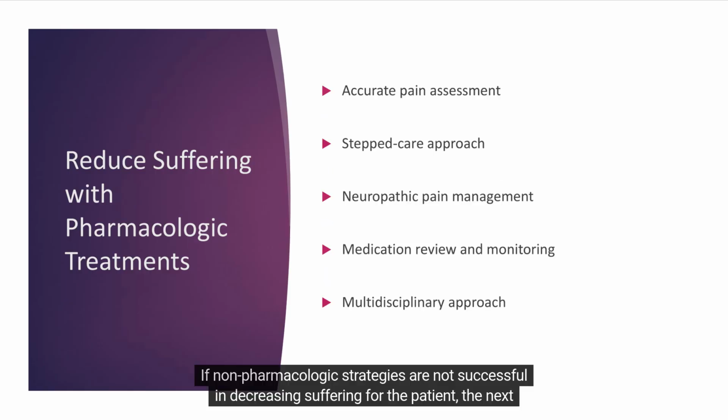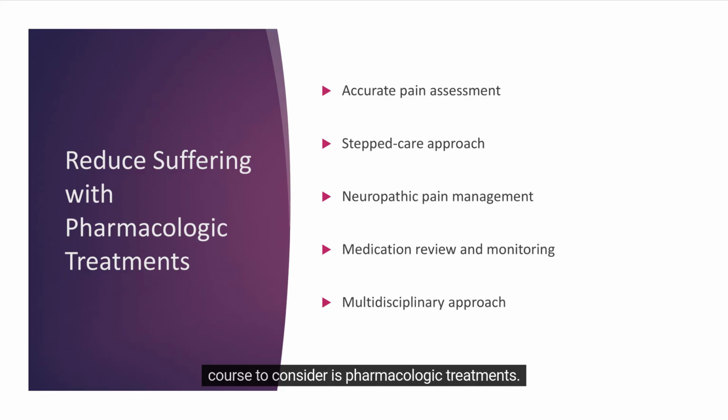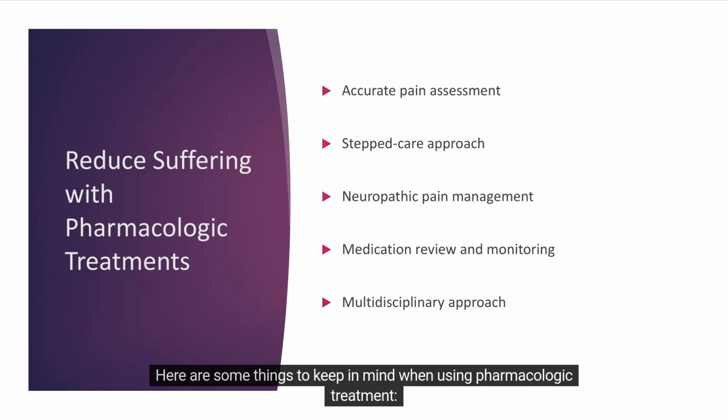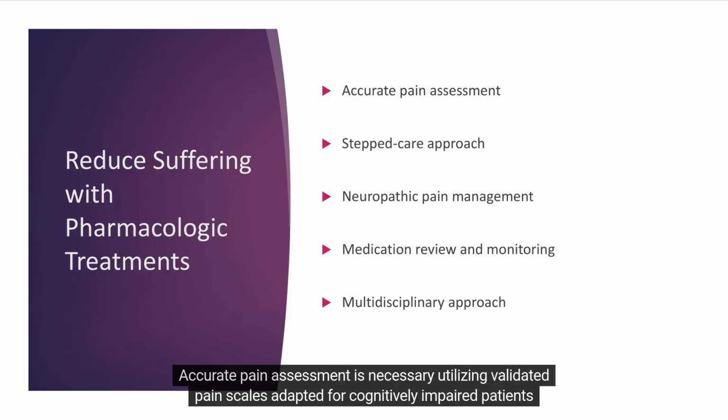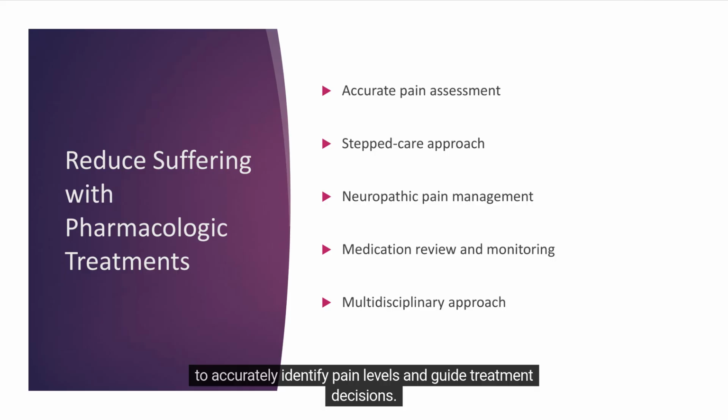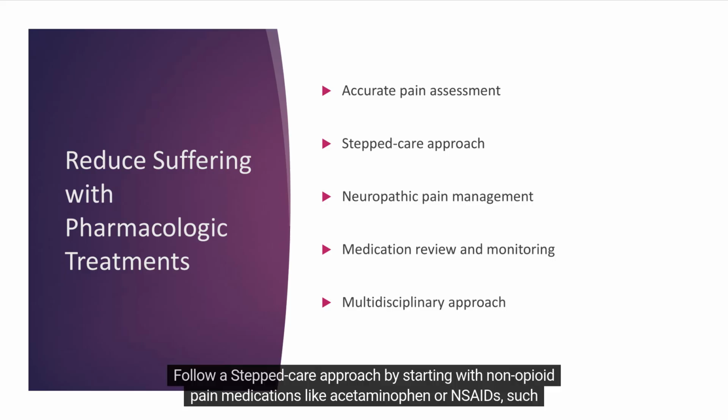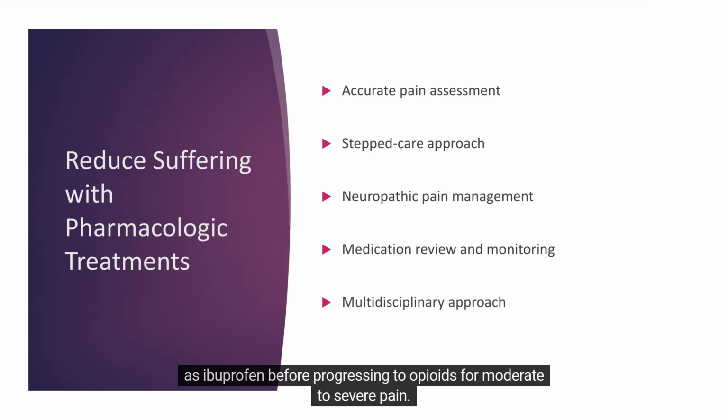If non-pharmacologic strategies are not successful in decreasing suffering for the patient, the next course to consider is pharmacologic treatments. Here are some things to keep in mind when using pharmacologic treatment. Accurate pain assessment is necessary, utilizing validated pain scales adapted for cognitively impaired patients to accurately identify pain levels and guide treatment decisions. Follow a stepped care approach by starting with non-opioid pain medications like acetaminophen or NSAIDs, such as ibuprofen, before progressing to opioids for moderate to severe pain.